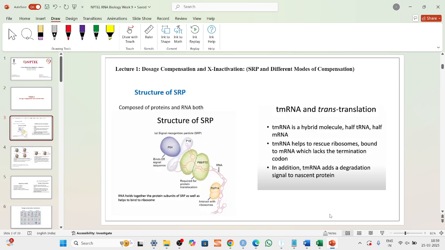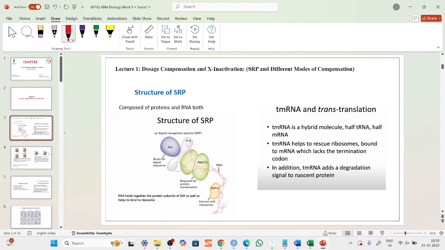Our first lecture was different modes of SRP and different modes of compensation. What is the meaning of SRP? SRP means signal recognition particle. This SRP is composed of proteins and it is composed of RNA also. You can see the structure of this signal recognition particle.